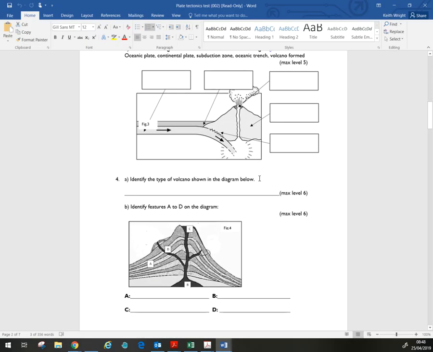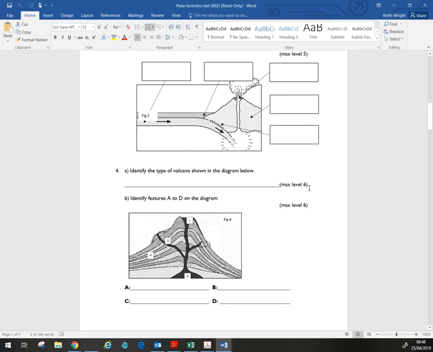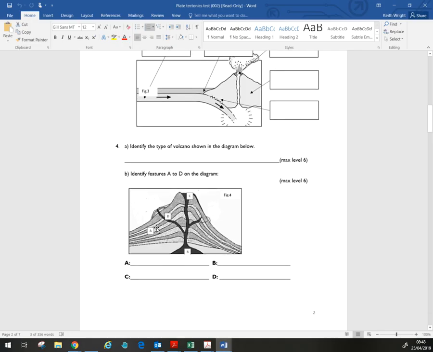Identify the type of volcano shown in the diagram below. We've only studied two types, shield and composite, and it is indeed a composite. Composite, a word broken down into components, and we can see here that this has layers or different components. So then you've got to identify the features. A is layers of ash and lava. B is a secondary vent. C is the crater, and D is the magma chamber.